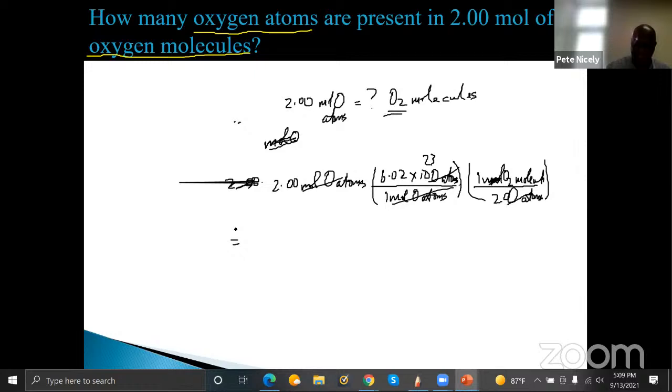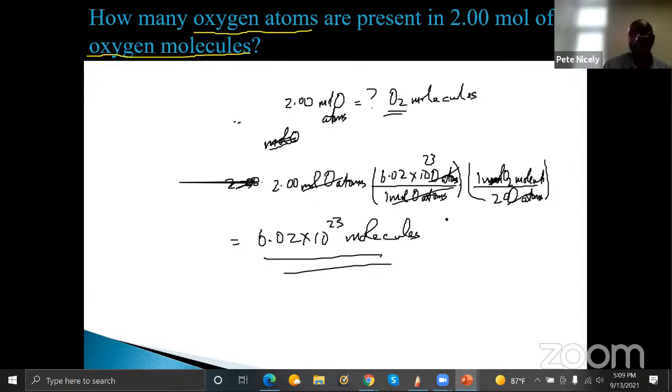2 times 6.02 times 10 to the 23 divided by 2. And that gives you 6.02 times 10 to the 23 molecules. And this will be molecules of oxygen, by the way. And that's basically how that is done. All right. Any questions about this particular example?